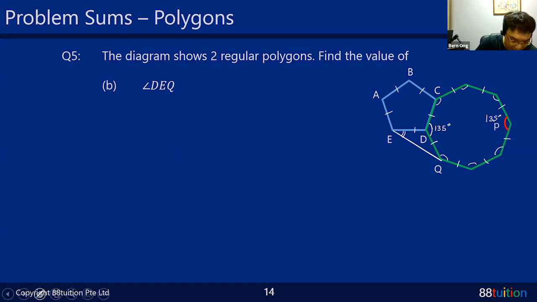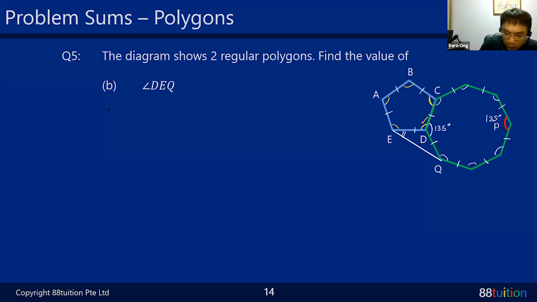Can I find the interior angle of this shape? What is this shape? Pentagon first. Can I find what this is? Cannot. But if I can find one of these, then 360 minus 135 minus the yellow tick, you can find the angle EDQ. Then after that, isosceles triangle.